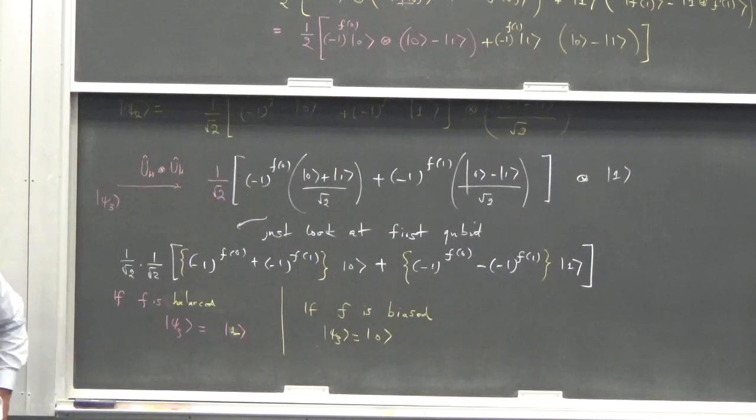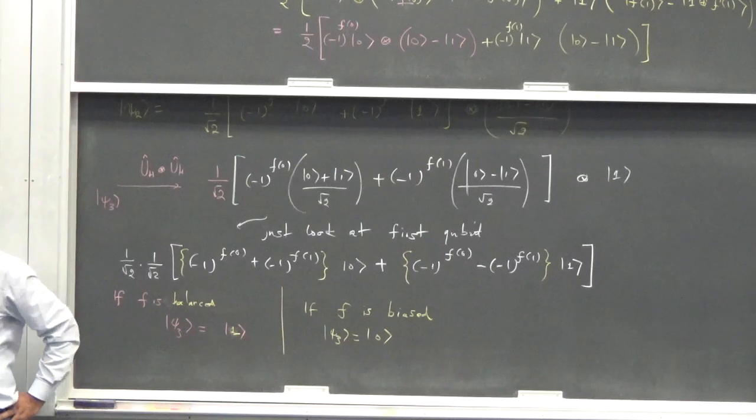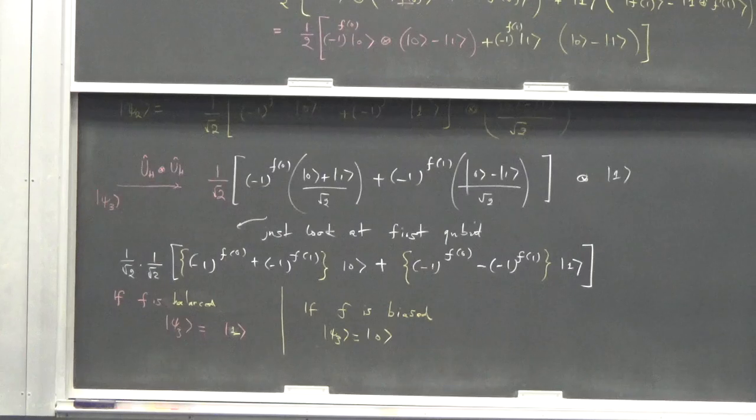Alright, any questions about this? Yes? Are those inputs arbitrary? I mean, can they be in a superposition? So if they were in a superposition, you wouldn't need these Hadamard gates.